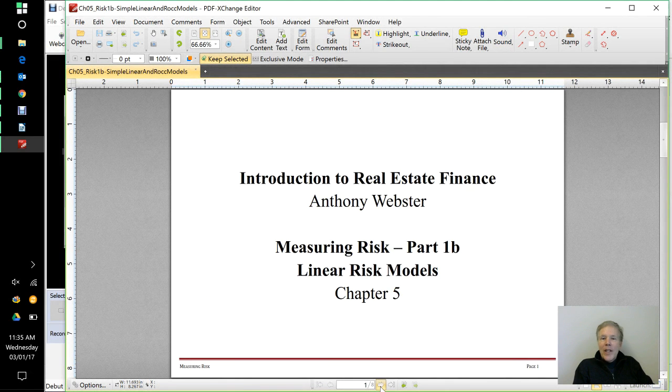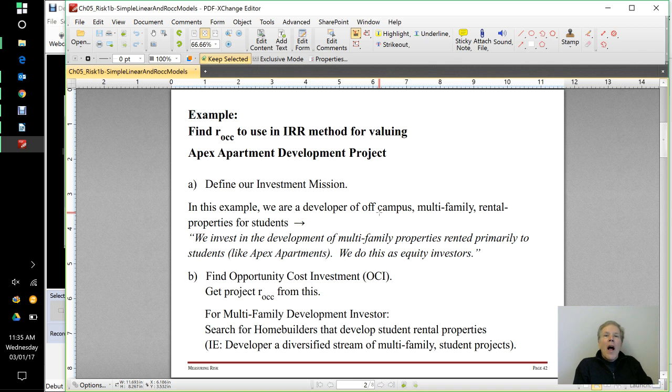And where we left off, as you may recall, we were ready to do an example using our opportunity cost of capital to help us with the IRR method of project evaluation. Specifically, I'd like to jump back to the Apex project, development of the Apex apartments, and see how we can use opportunity cost of capital with internal rate of return to do a better job of evaluating this project than we have so far.